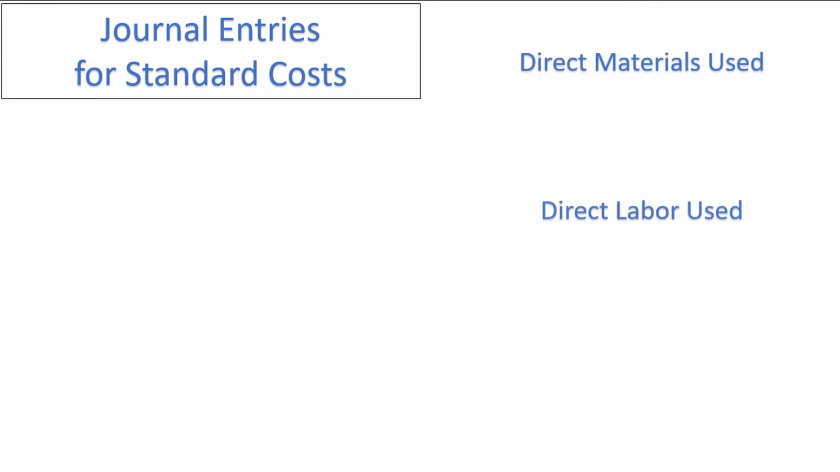In this video, we will be completing the journal entries related to standard costs. There are 3 journal entries to complete for standard costing, one for each product cost. So that makes one journal entry for direct materials used, one for direct labor used, and one for factory overhead applied. The standard costing journal entries are a modification of the journal entries to work in process that we discussed in the job order costing video.